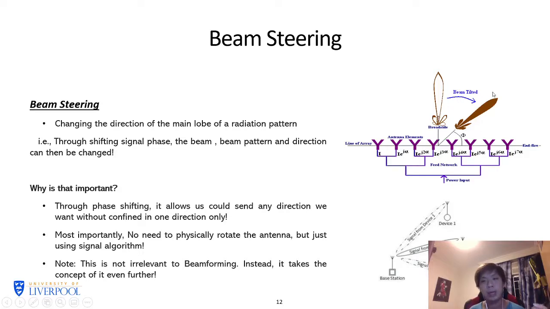And we can see the beam steering technique, which takes the beamforming concept further. We can adjust the angle of transmission by changing the direction of the main lobe of the radiating pattern, using the shifting of the signal phase, and we can see the beam pattern direction can be changed. And why is that important? Through phase shifting, it allows us to send in any direction we want without being confined to a particular direction only. But most importantly, we do not need to physically rotate the antenna, just use a single algorithm.